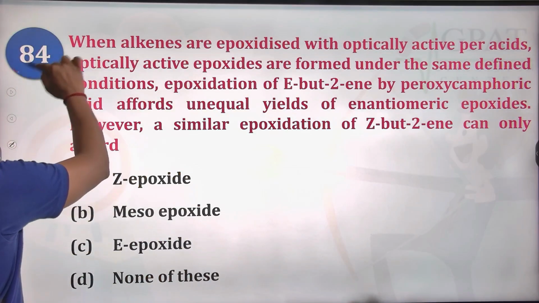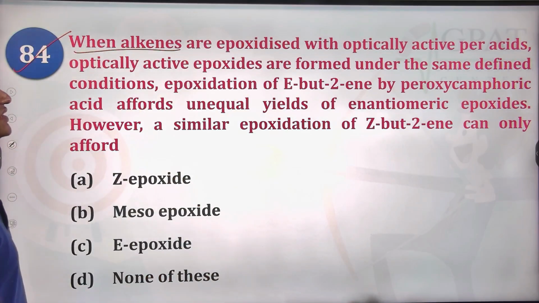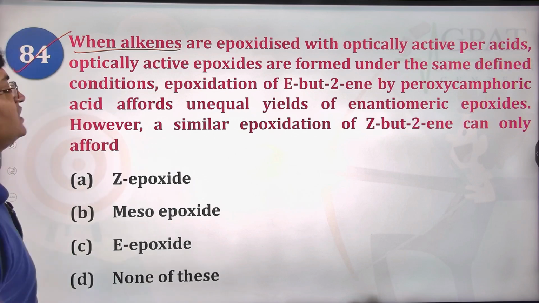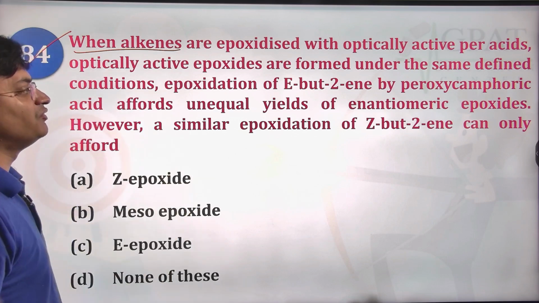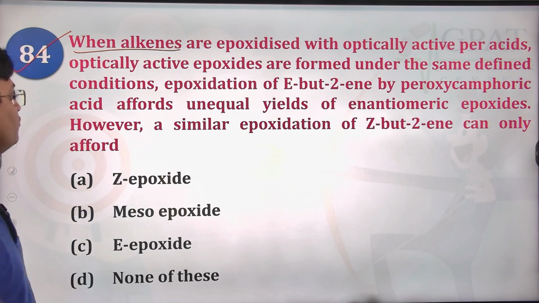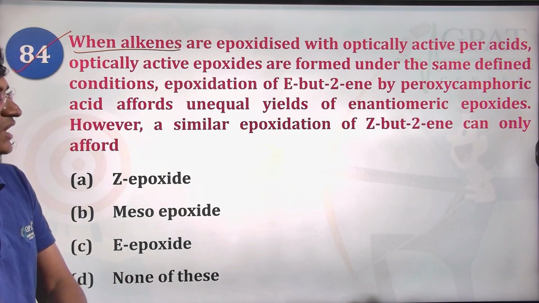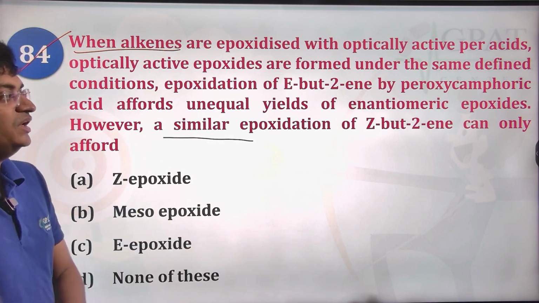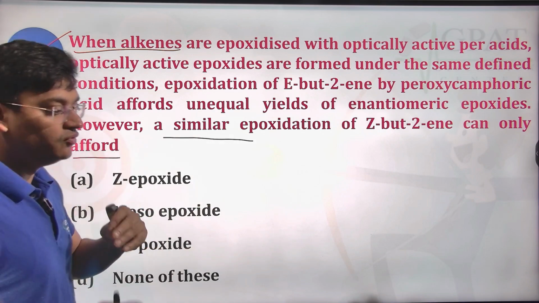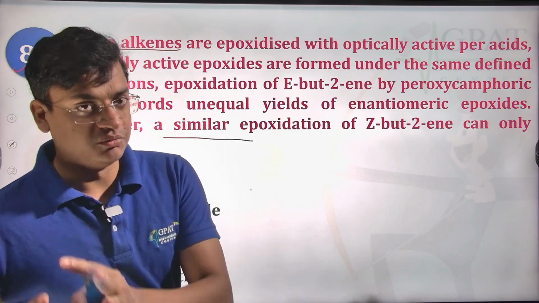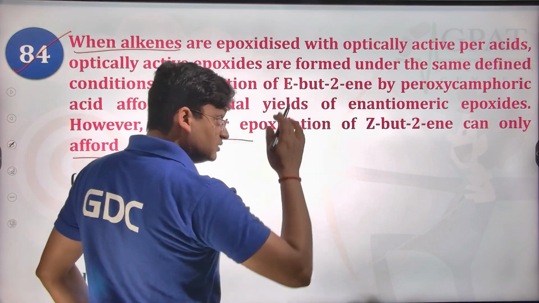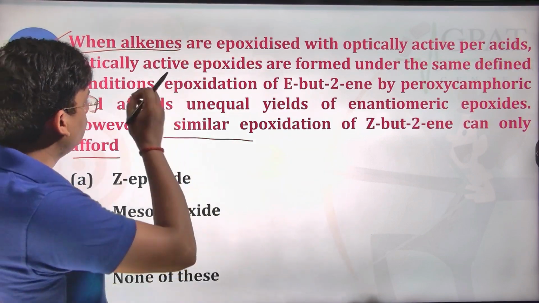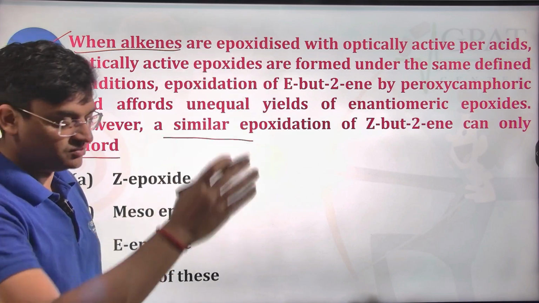Starting with the first question: when alkenes are epoxidized with optically active peracids, optically active epoxides are formed under the same defined conditions. Epoxidation of E-butene by peroxycamphoric acid affords unequal yield of enantiomeric epoxides. However, a similar epoxidation of Z-butene can only afford... So, what is the question demanding from you? The question is very lengthy, and most of you just look at it and try to skip it.